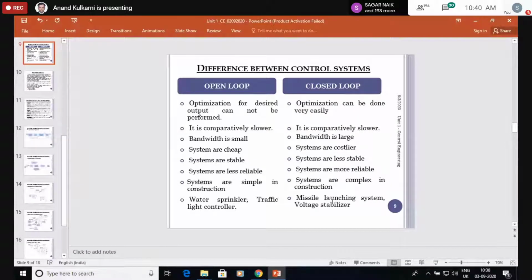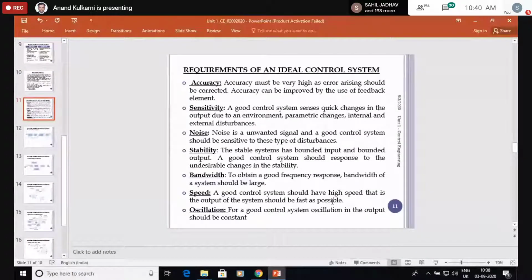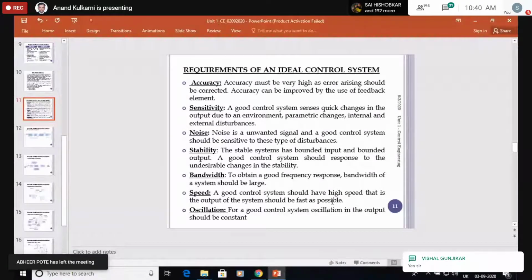Is it clear? So we can take a breath now, and then lastly we can go on to what is known as the requirements of a good control system, after a break of 15 minutes. Okay. If you have any question, you can put it in the chat box.